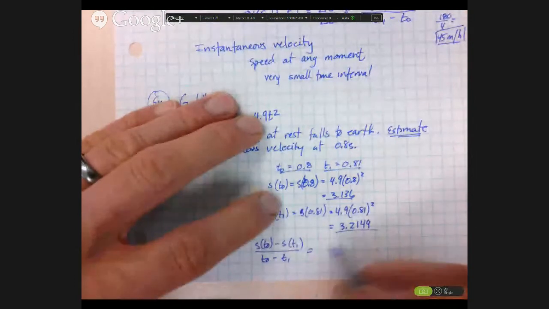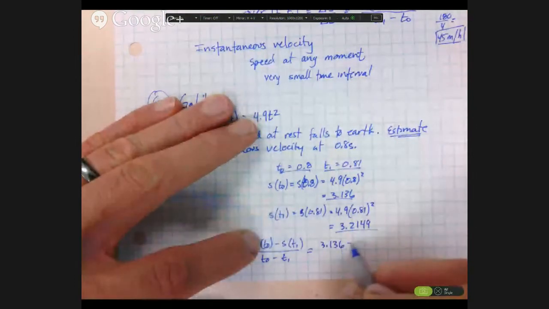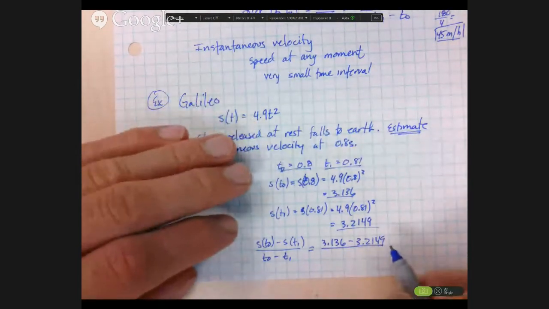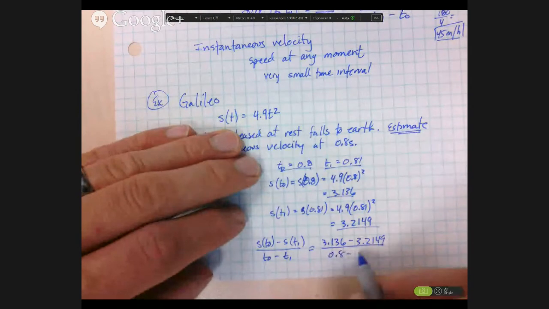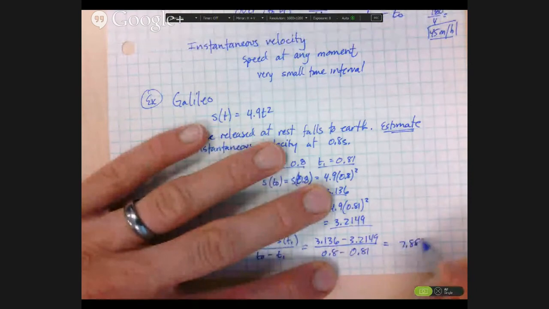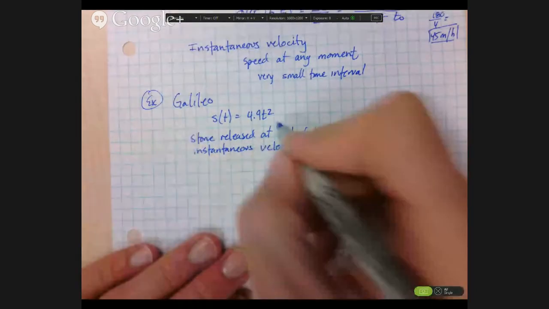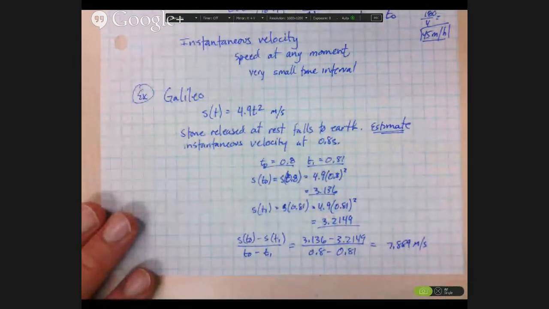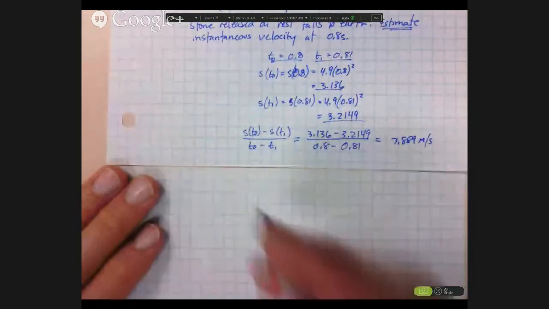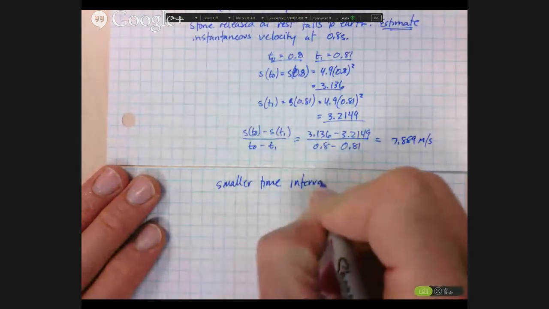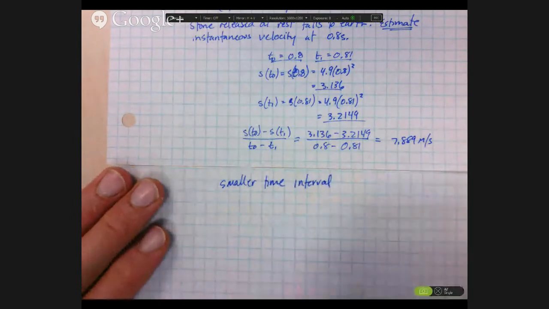Alright, so we have 3.136, that's the T0, minus 3.2149, over 0.8 minus 0.81. Do the math, you get 7.889 meters per second. Okay, so that's an estimate. And what you're going to find is that smaller time intervals are more accurate.